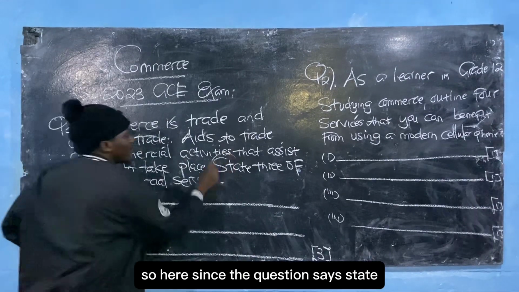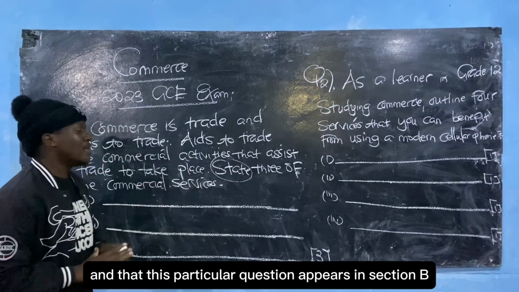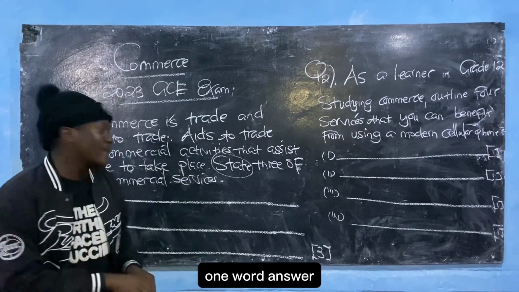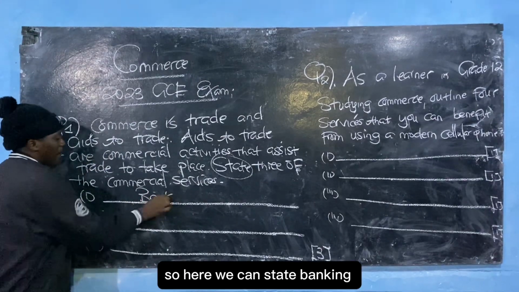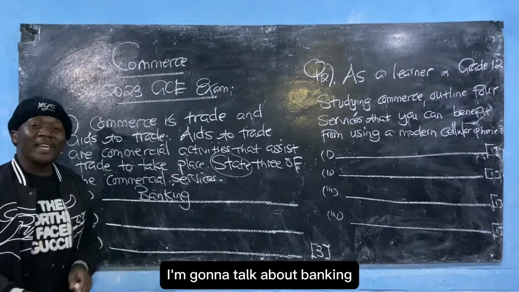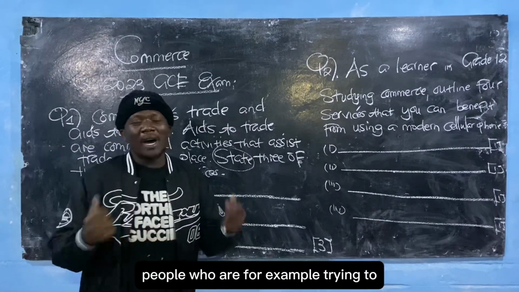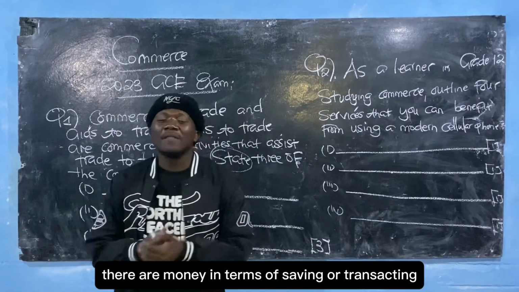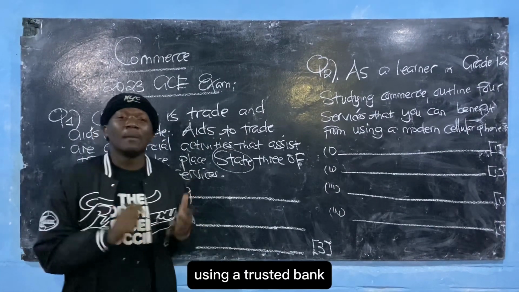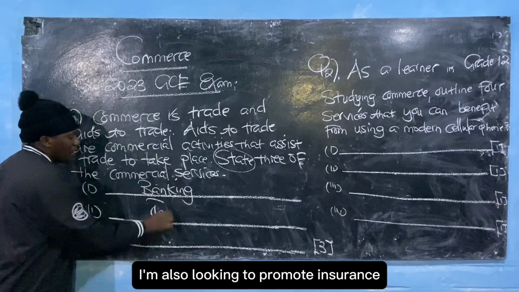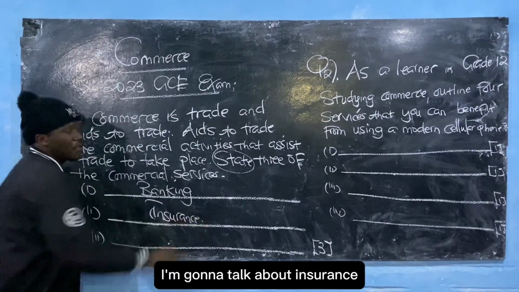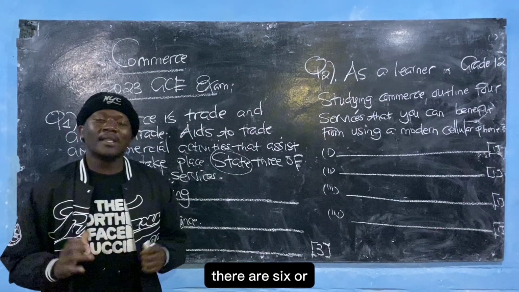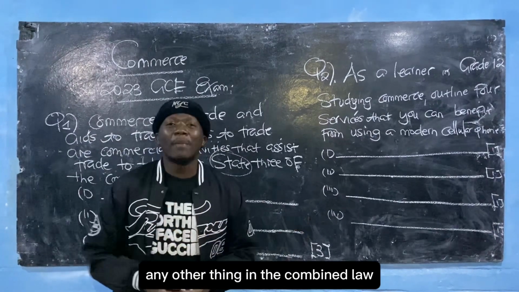Since the question says state, and this particular question appears in section B, it simply means we're only going to give a one word answer. So here we can state banking. When we talk about banking, we have people who are, for example, trying to open their accounts, linking their money in terms of saving or transacting using a trusted bank. And also we can talk about insurance, where clients try to insure their lives, their assets, or any other thing in a company law.